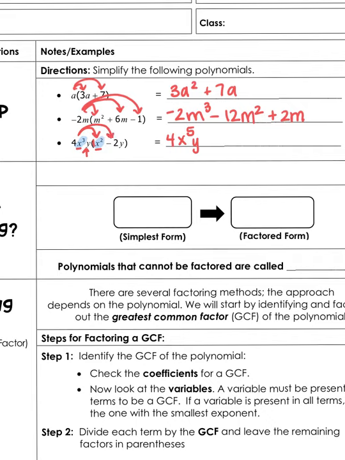Then I'm going to do 4 times negative 2, which is negative 8. On this one, I don't have an x there, so this is just going to stay x cubed, but now my y times this y is y squared, and that would be your answer.